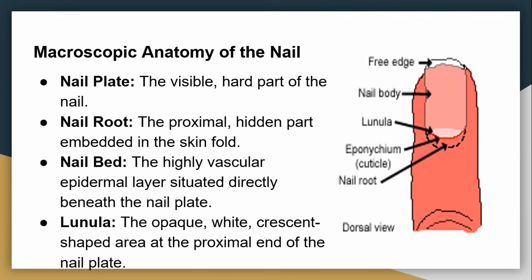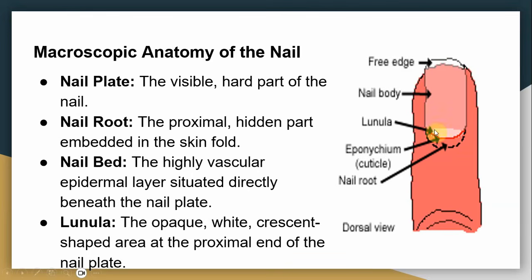Now, talking about the gross structure of the human nail. Okay, so this is the part, this is known as the free edge, right? जो कि outer grown part होता है. Then is the nail body or the plate, the visible hard part of the nail. Then comes the nail root. This is the proximal part, the hidden part जो हमें बाहर से नजर नहीं आ रहा skin से, and this is embedded into the skin folds. Then is the nail bed. This is highly vascular epidermal layer that is situated directly beneath the nail plate. Okay, the nail bed. Then is the lunula.